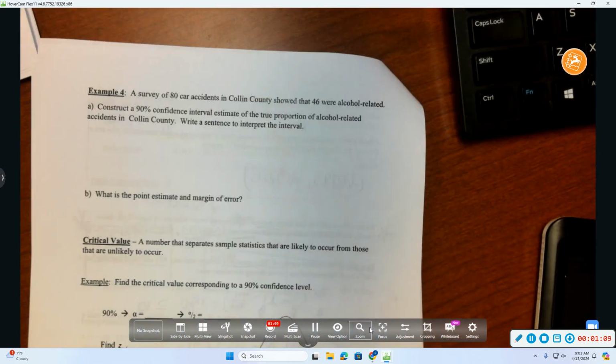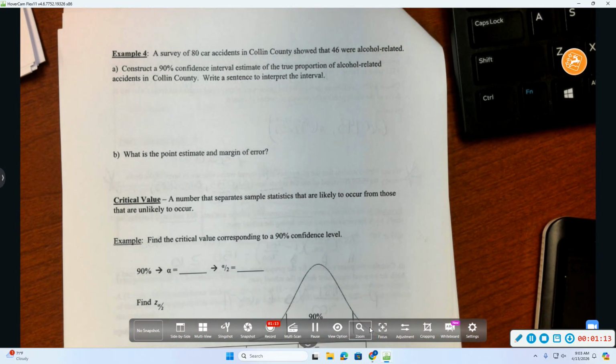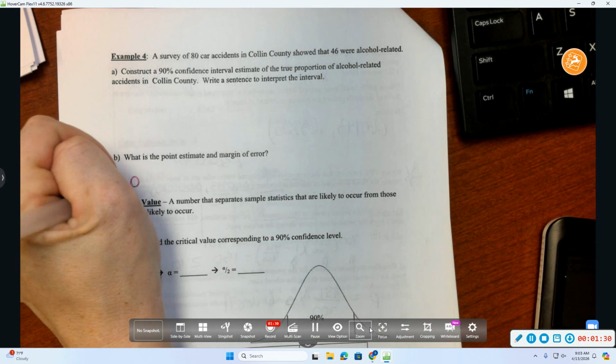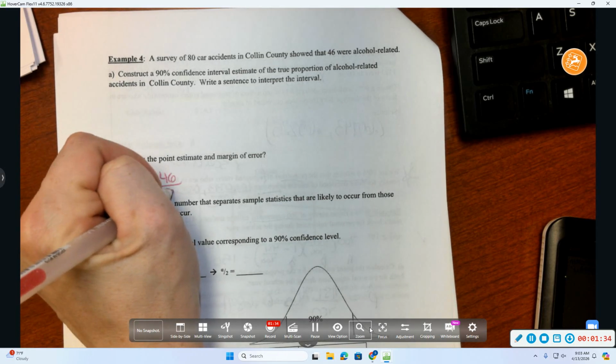Okay. All right. So we have a survey of 80 car accidents in Collin County that show that 46 were alcohol related. Construct a 90% confidence interval estimate of the true proportion of alcohol-related accidents in Collin County. Write a sentence to interpret the interval. What is the point estimate and the margin of error? Well, your point estimate is just going to be your 46 divided by 80.